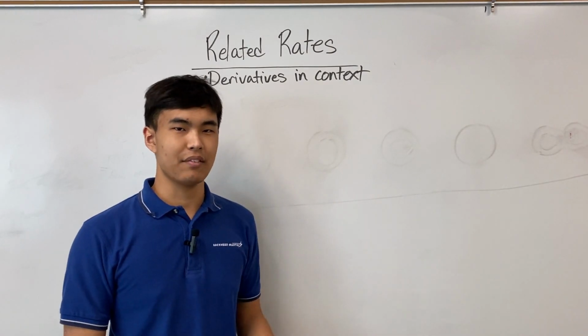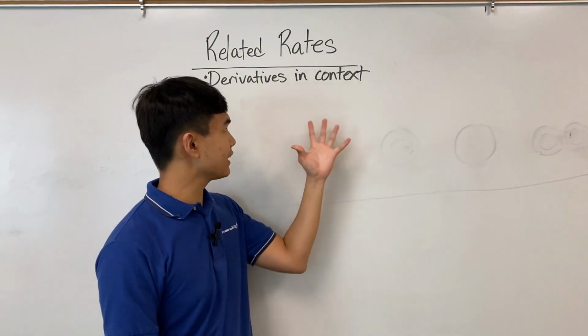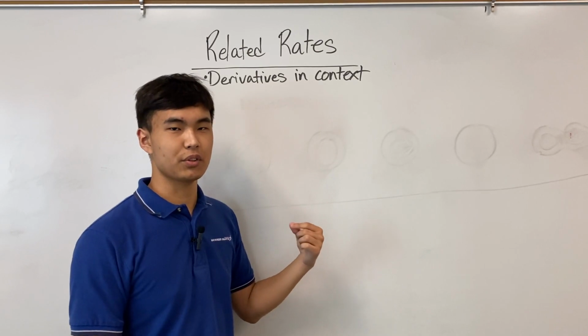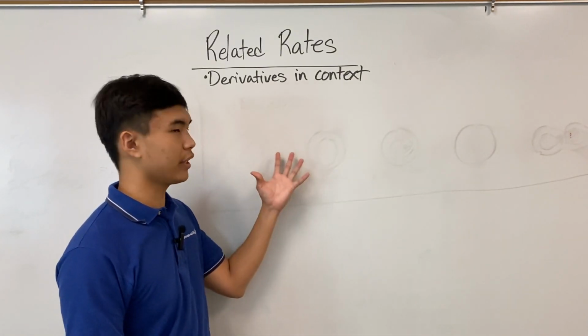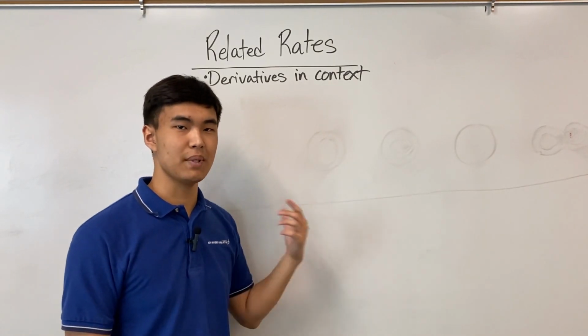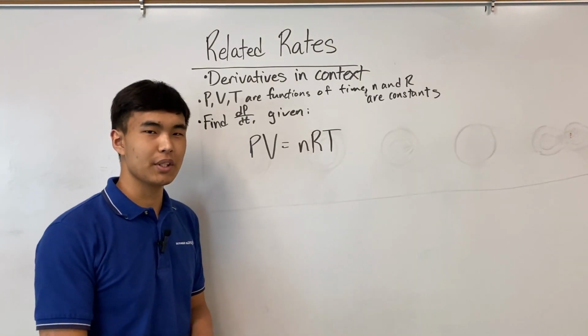Today we're going to close out derivatives by talking about related rates. This brings together all of the pure math rules that we learned through the chapter, and we're applying them in context. And unlike before where we just had arbitrary x's and y's, these derivatives actually mean something in context. And the best way to show this is with an example.